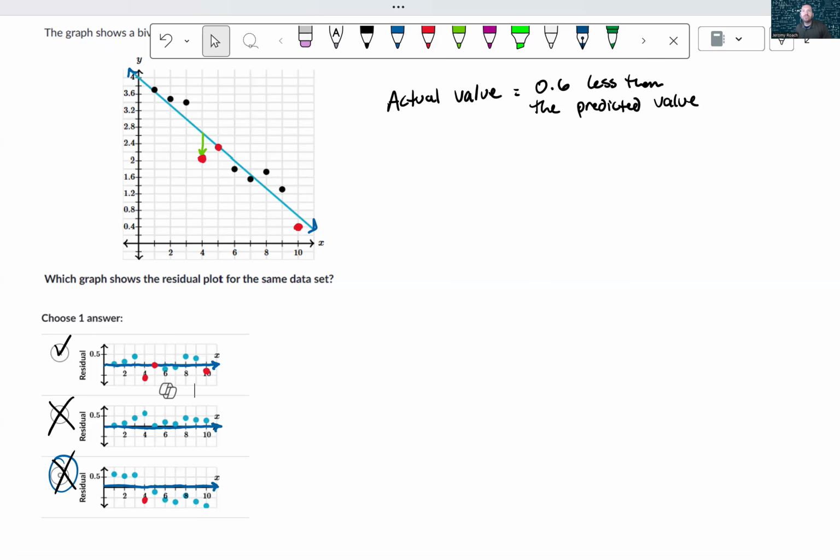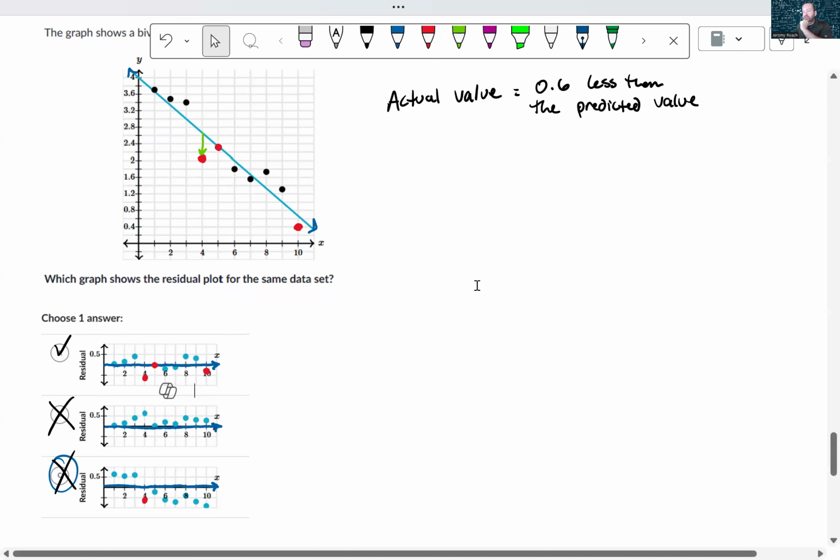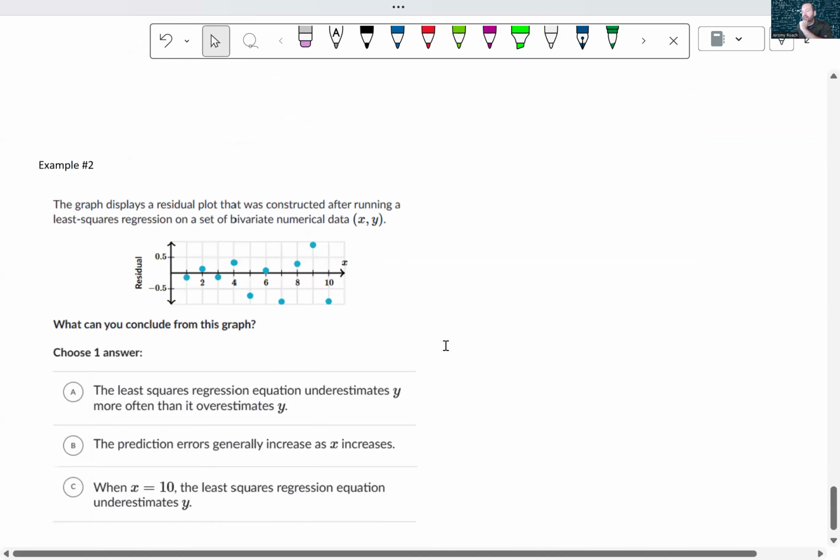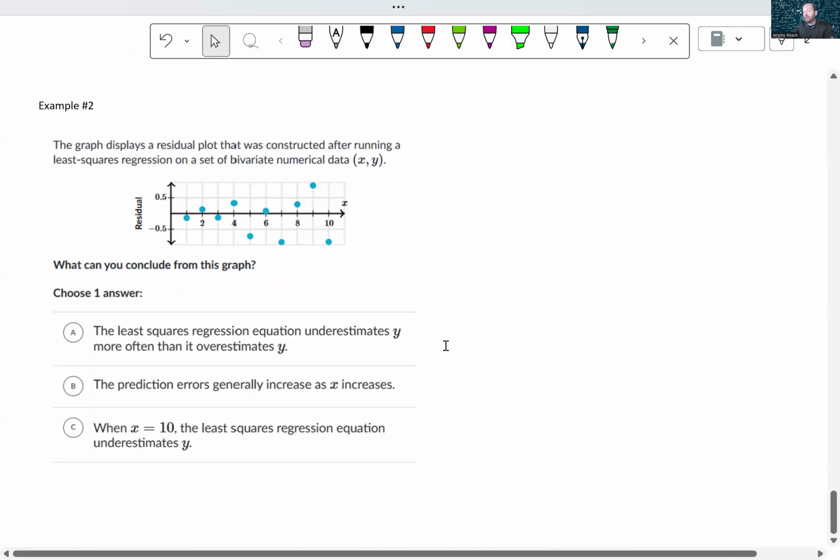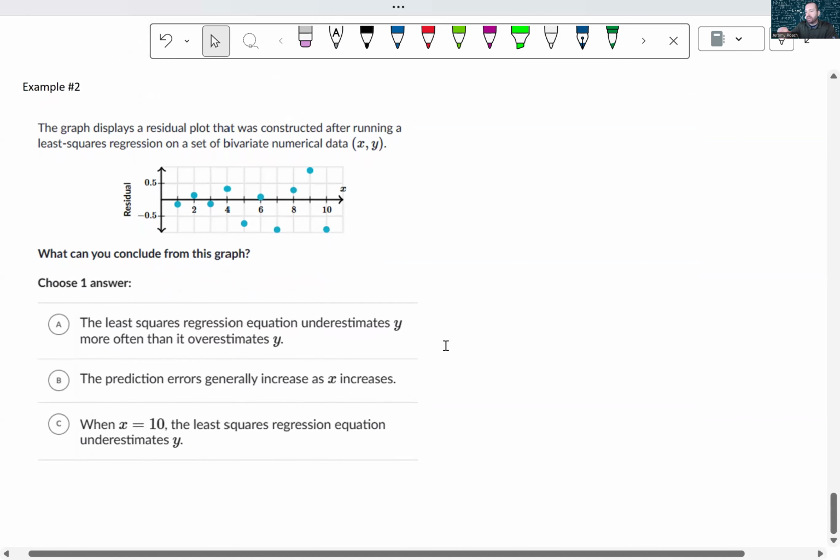Let's do one more of these. This next one has some wording in the answer choices that I'd like to go over, because I think you're going to see a few problems like this in the activities that you work on. But we'll get to that in just a second.